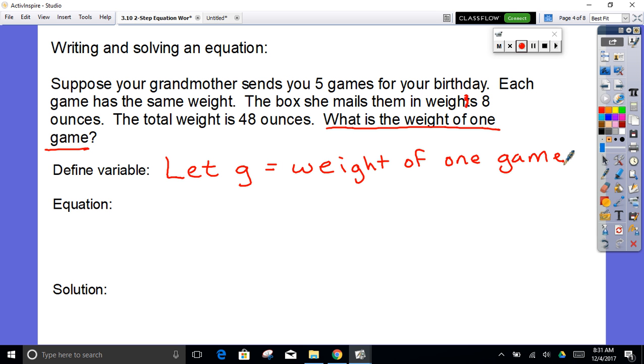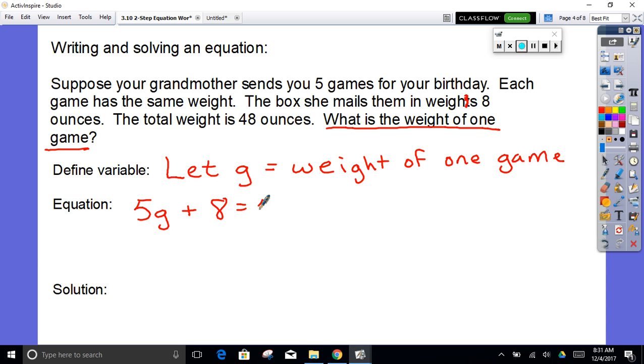All right, any ideas about what the equation might be that we could use to solve this? 8G equals 48. 8G equals 48. No, not quite. Any other ideas? 5G plus 8 equals 48. Very good.